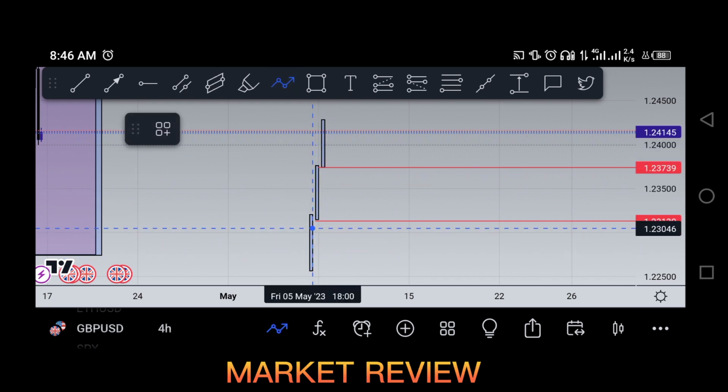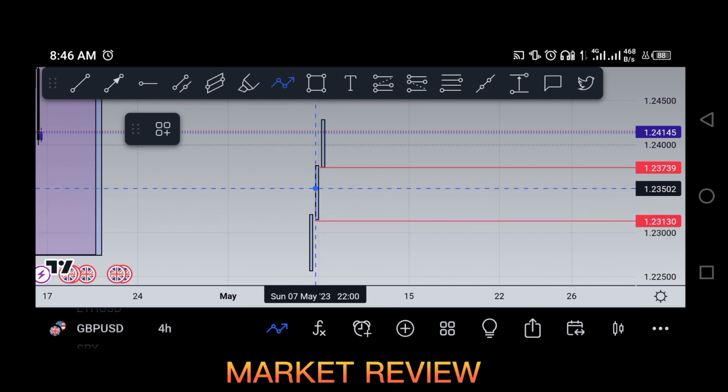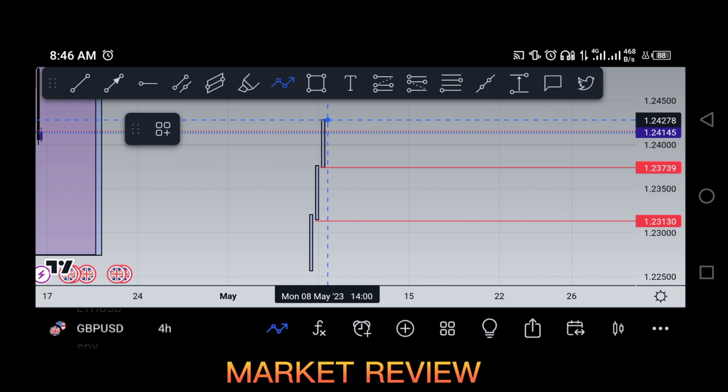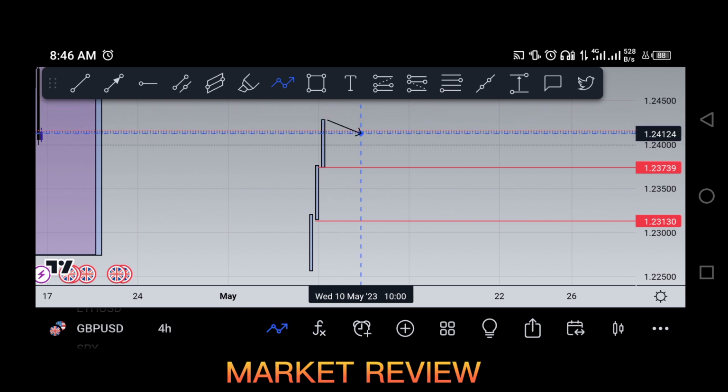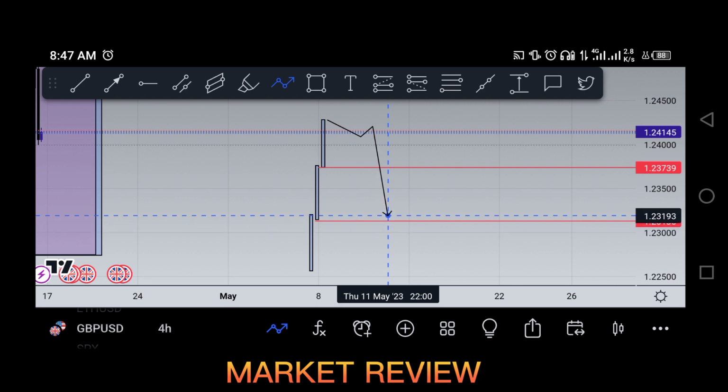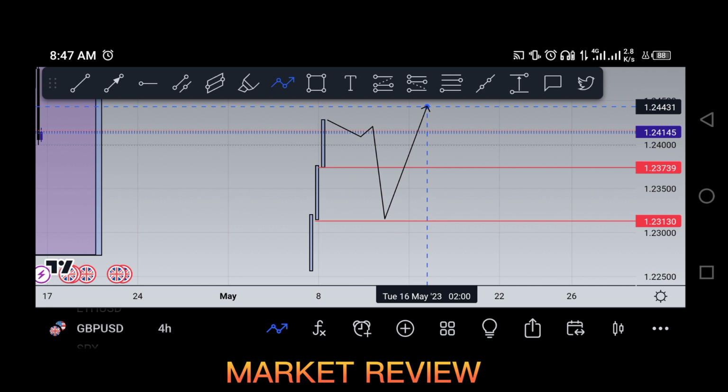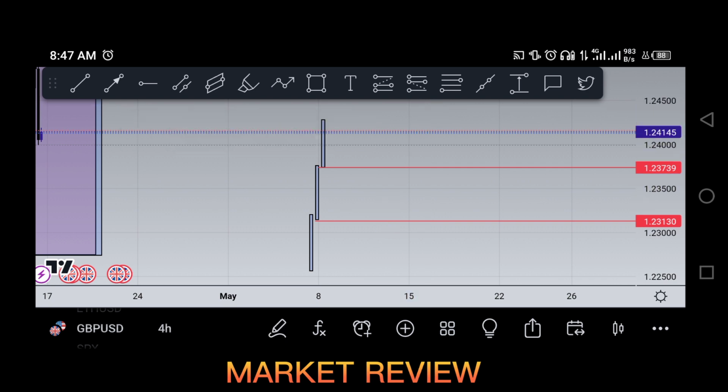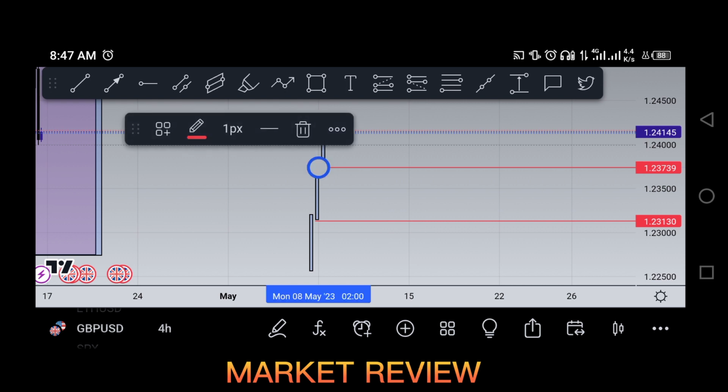Now, this is what I believe will always happen when I have such kind of movement. Sometimes it may not be perfect like this, but most often price will want to correct itself down to this point, the base of the second candle, before any further movement upward. So put that in mind. We're going to apply that. So sometimes you have it like this.